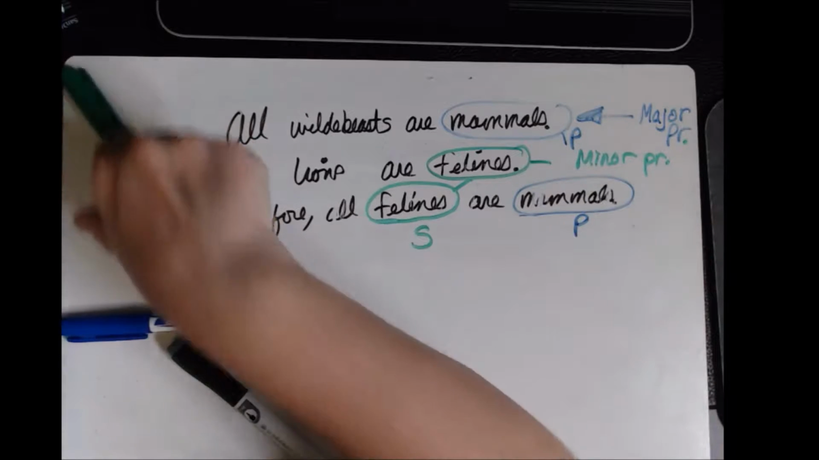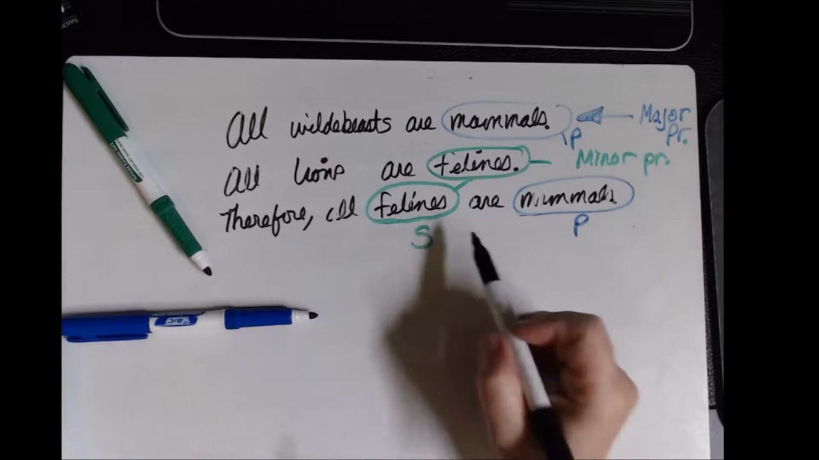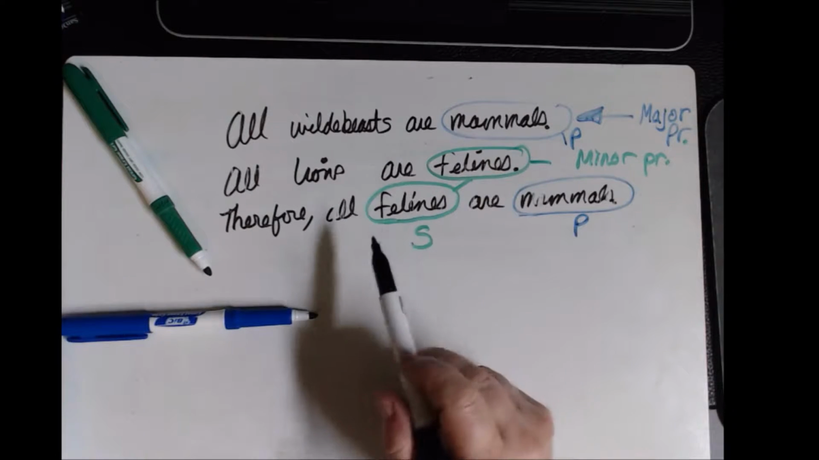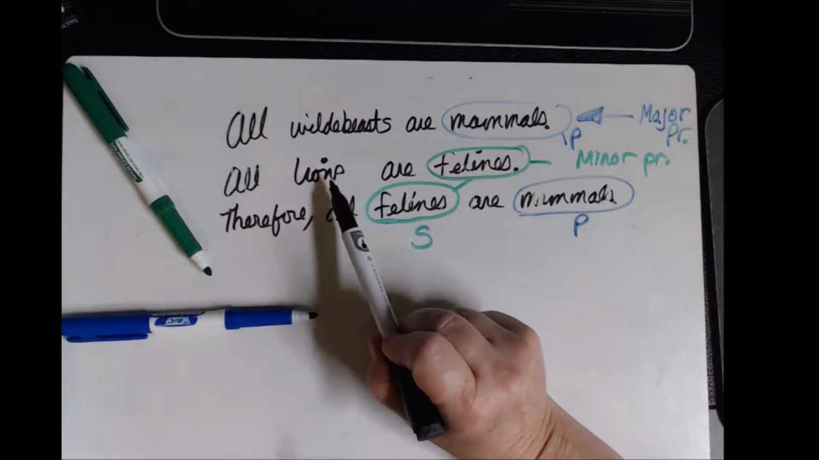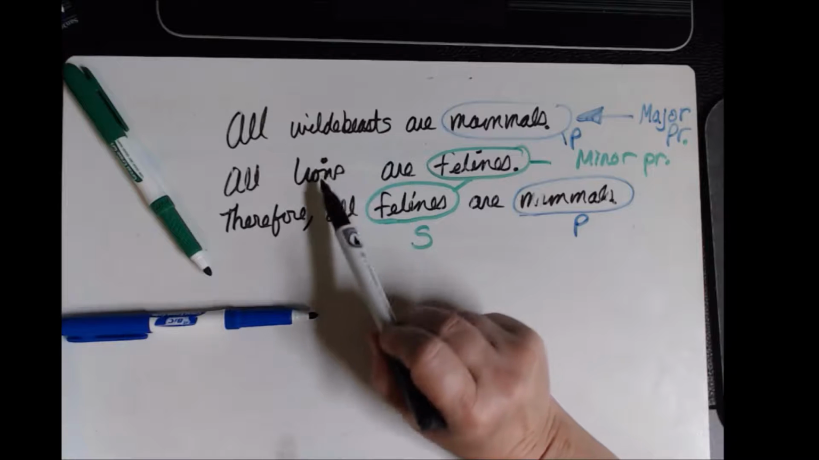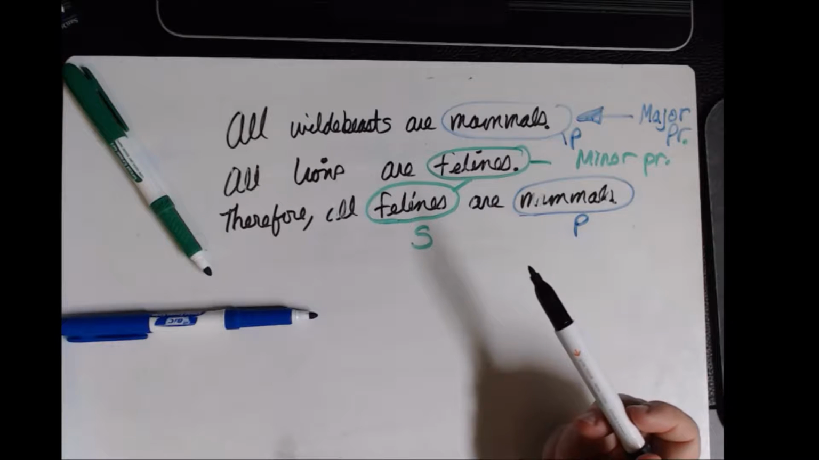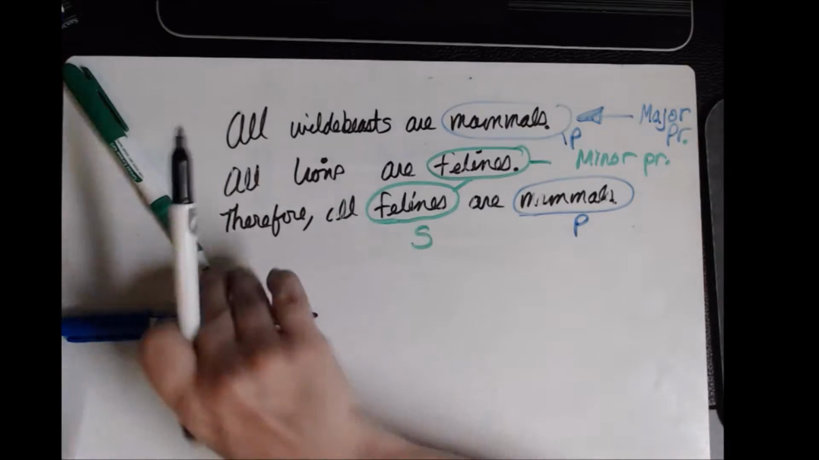So the last thing we need to do is identify the middle term. So what's left? We've taken out felines and mammals. Now we have a problem, because we see we have lions and wildebeest. We have 2 separate nouns left. I think I'm violating one of the rules. Which rule am I violating?